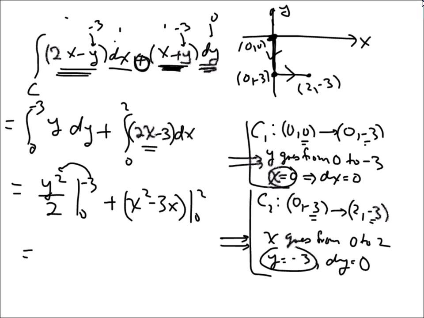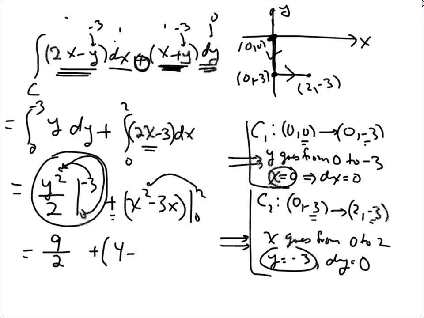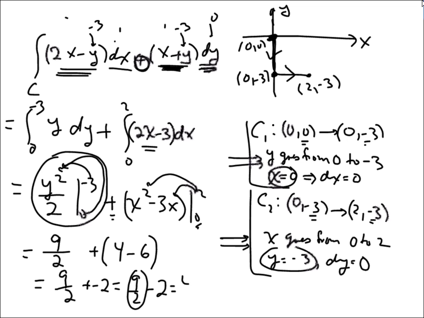You plug in negative 3, you get negative 3 squared, or 9, over 2. You plug in 0, you get 0. So that first evaluation is 9 over 2. Plus, you plug in 2, you get 4 minus 3 times 2, which is 6. You plug in 0, you get 0. So we have 9 over 2 plus a negative 2. You have 9 over 2 minus 2. This is 4.5. Take away 2. You have 2.5.